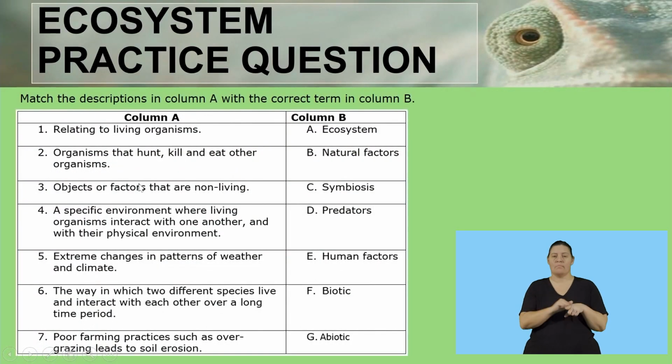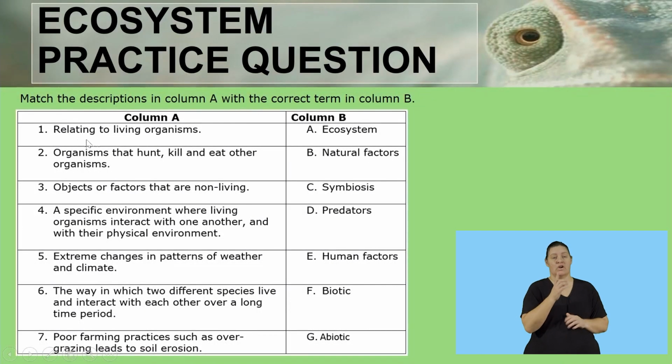Today's topic is ecosystems. So we are going to look at the practice activities for this topic. Now our first activity is a table where you have to match the description in column A with the term in column B. So what we are going to do first is read the descriptions in column A and then go to column B to find the suitable term.